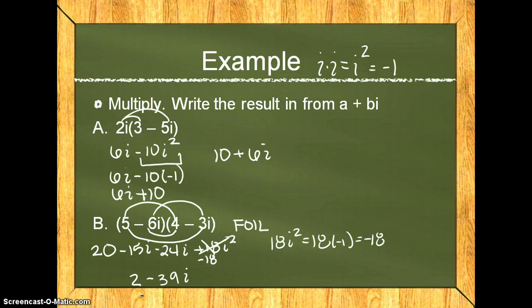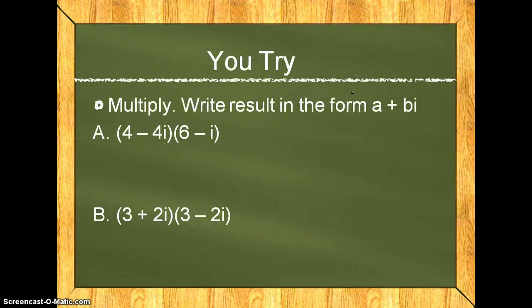The key to the success for these types of questions is to watch out for that i squared. Anytime you have an i squared, you need to replace it with negative 1 and continue to simplify the question. So for the you tries, you have 4 minus 4i times 6 minus i, and then 3 plus 2i times 3 minus 2i. With part B, I'd like you to watch what happens, and then I'm hoping you'll recognize something that's really important for later videos that deal with complex numbers.